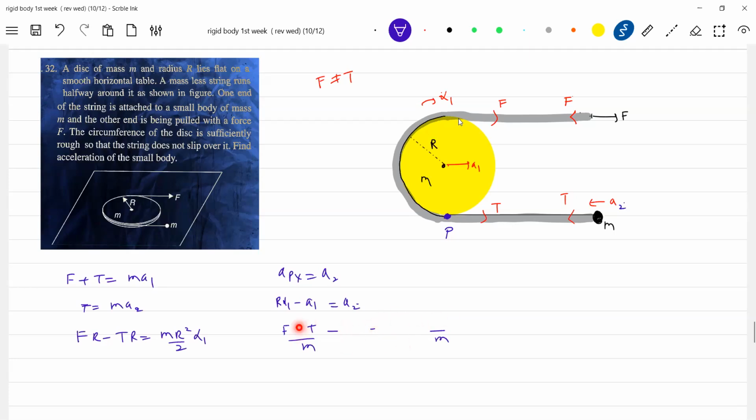Let me rewrite. R alpha 1 will be 2F minus T by M. A1 will be F plus T by M. So solving this, we'll get T in terms of F. Then we can calculate the acceleration. Anybody, value of A2? F by 4M. F by 4M.